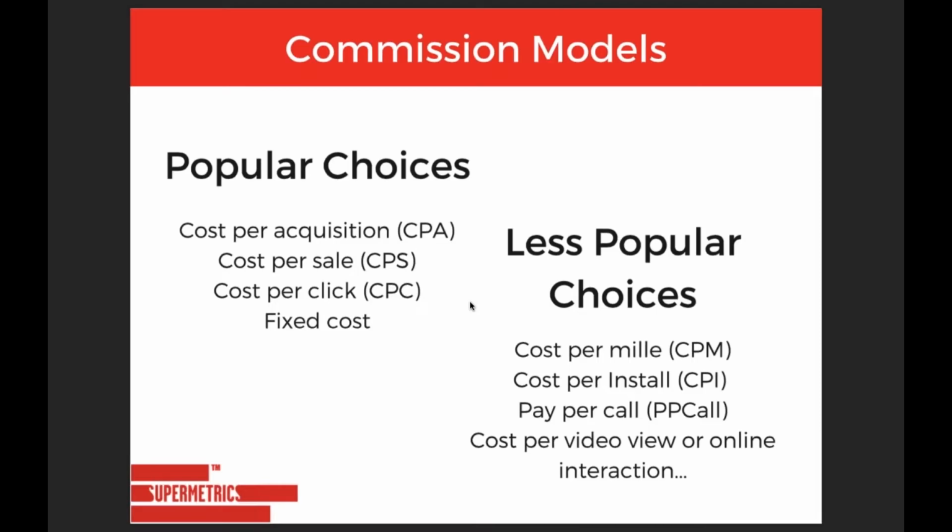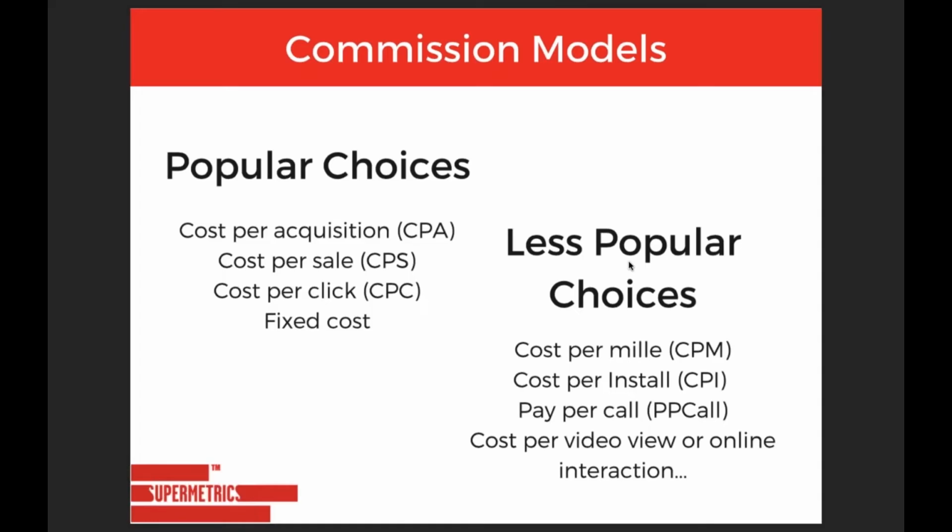Then we have cost per click. It's when affiliates get paid for every time someone visits the site that they advertise. Fixed cost is something that normally affiliate programs for physical goods use, because obviously you cannot sell like one item several times. So for example, you sell a TV and you get the one-time like $10 payment or something like this.